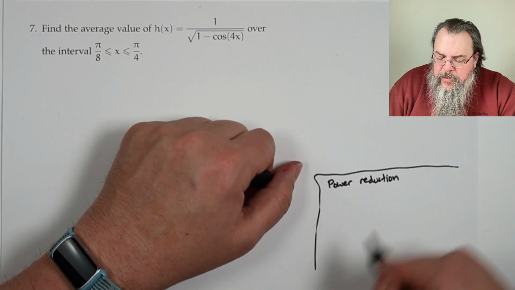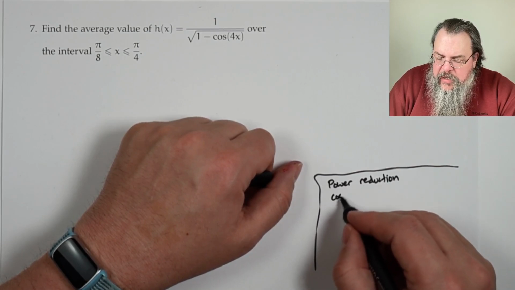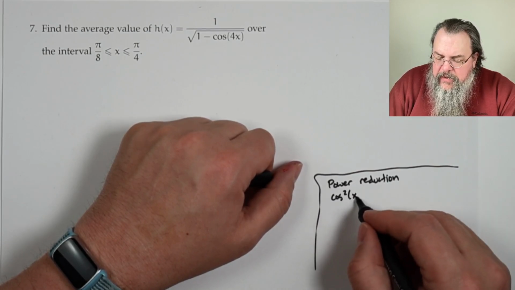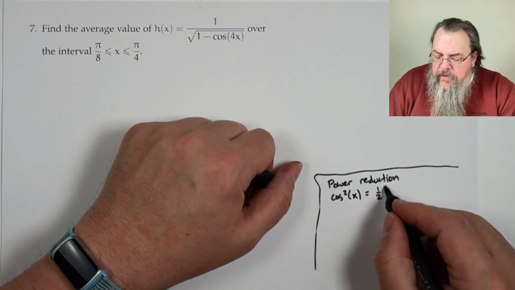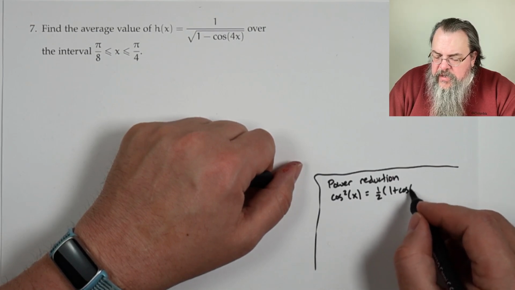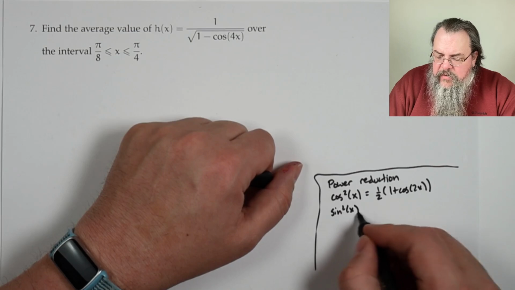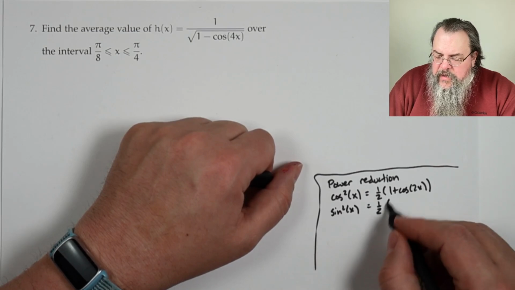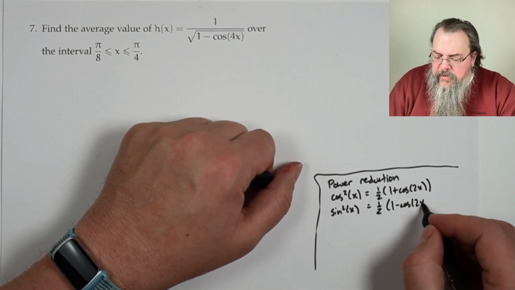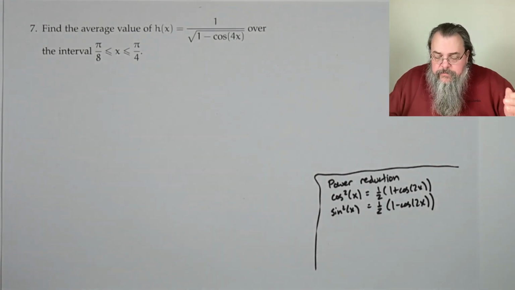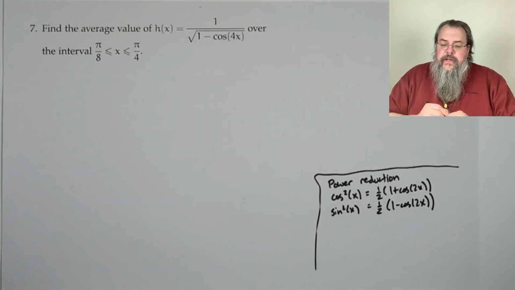And if we do that, that says cosine squared of x is 1/2 times 1 plus cosine of 2x. And sine squared of x is 1/2 times 1 minus cosine of 2x. Okay, so that's power reduction. Now, what does it say?